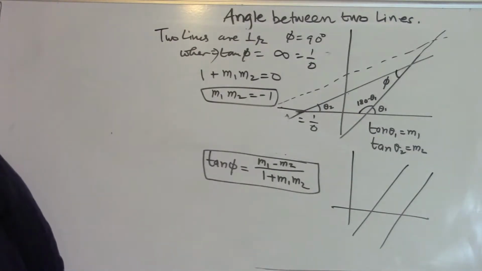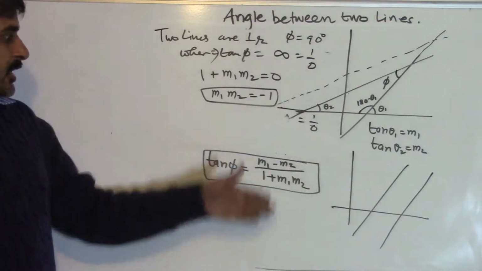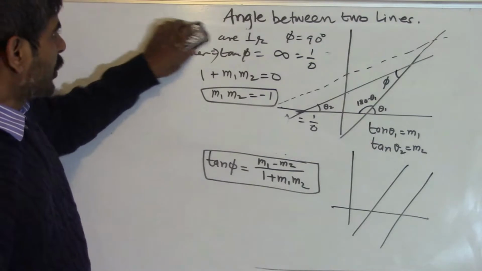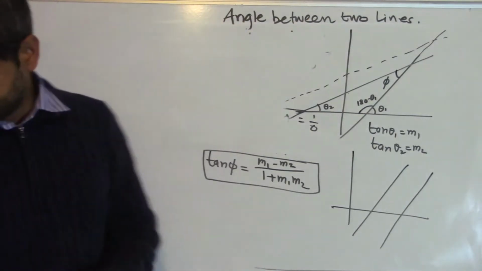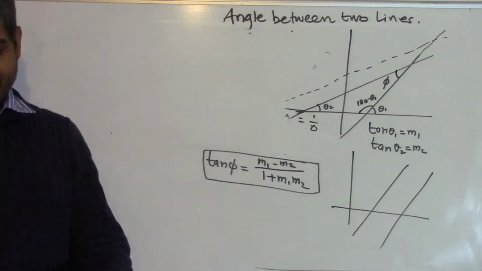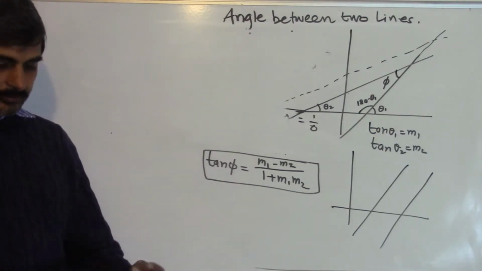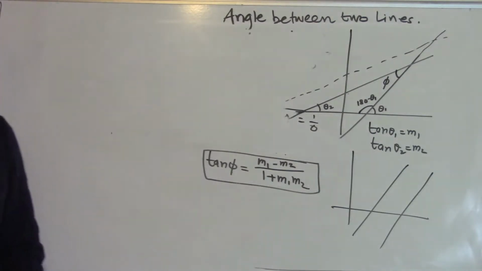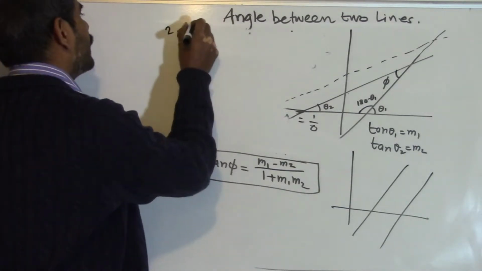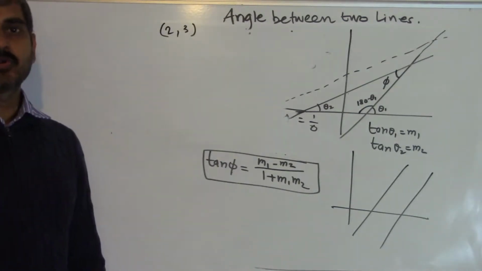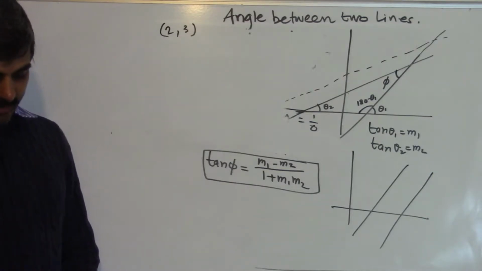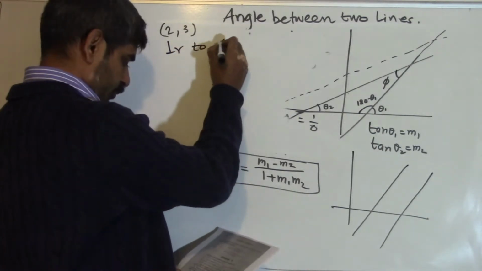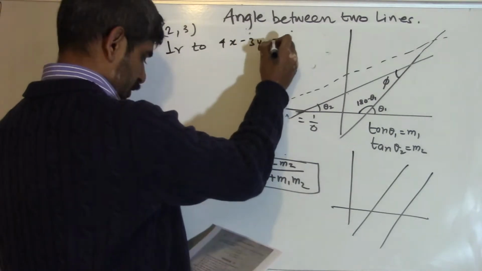Now let's do some problems on these two results: angle between two lines, the condition for parallel, and the condition for these two lines to be perpendicular. So find the equation of the straight line passing through the point 2,3 and perpendicular to the straight line 4x minus 3y is equal to 10.